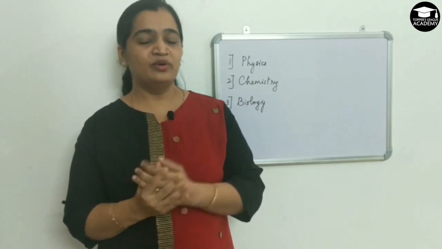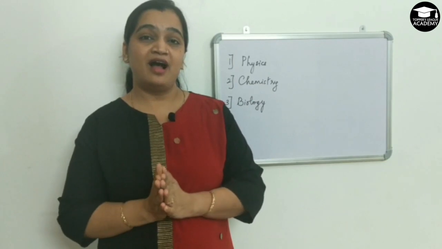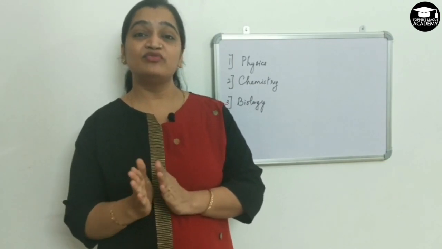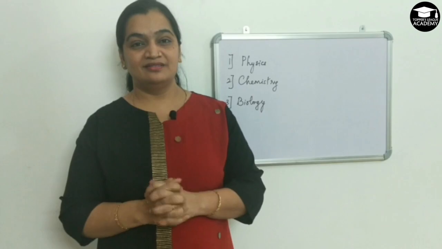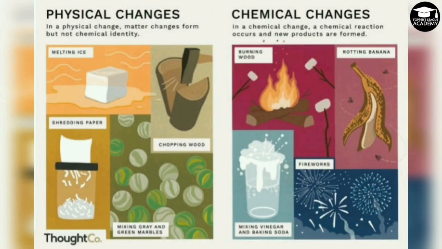Let me show you a few more examples to help you understand how a chemical change is different from a physical change. Have a look. In the left picture, you see the physical change occurring where matter changes but not chemical identity, like melting ice, chopping wood, shredding paper. Whereas in the second picture, you see a chemical reaction happening and new products are formed, like banana rotting, fireworks, mixing vinegar and baking soda, burning wood.